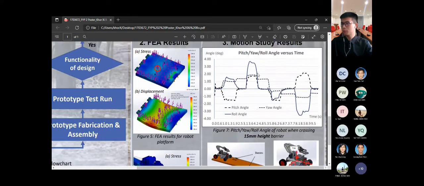Okay, so from this graph, we can observe that for the roll angle, which is represented by this blue line, the maximum degrees that we can obtain is about 3.5 degrees for both sides. And for pitch angle, it is below 2 degrees for both sides, as well as the yaw angle, it is also below 2 degrees for both sides.